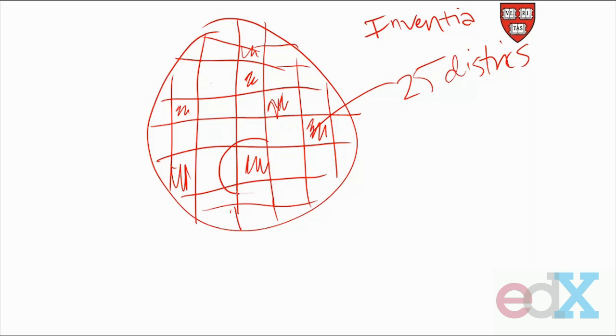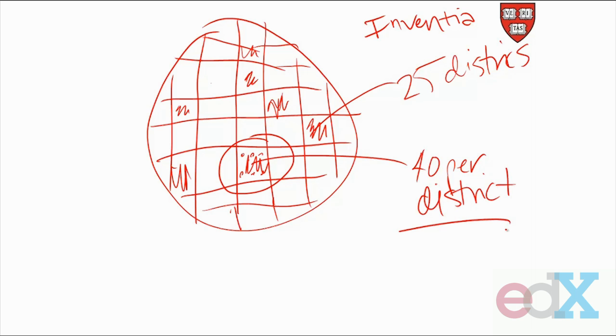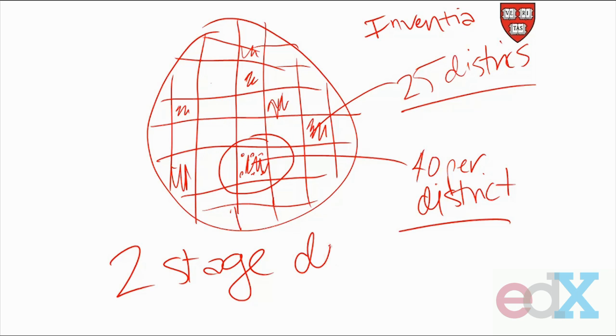And then within each of the sampled districts, we're going to zoom in on this one district. You've got people that live in those districts. We're going to randomly sample 40 people per district, obviously only sampling from those 25 districts that we chose in stage 1. So this is now a 2-stage design. It has 2 stages of sampling. And again, it's an example of a cluster sampling survey.